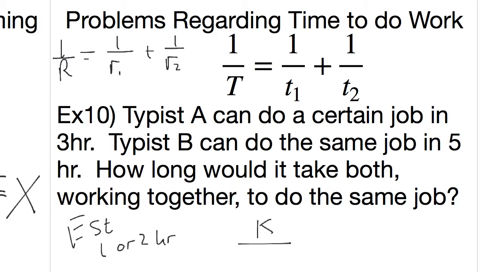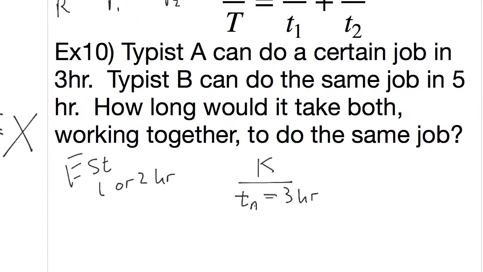The knowns are that the time for typist A would be 3 hours, and the time for typist B would be 5 hours for the same job. The unknown would be the total time.